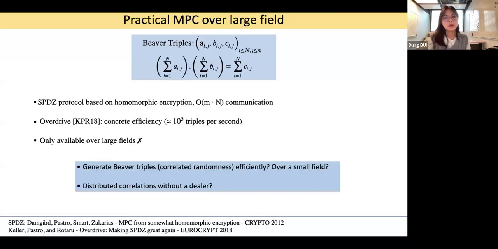Then the remaining question is, can you generate Beaver triples over a small field? And if you have a way to generate them over a small field, can you generate and distribute them to each party without a dealer? So in the rest of the talk, I will try to address these kinds of questions. Any questions so far? All good?